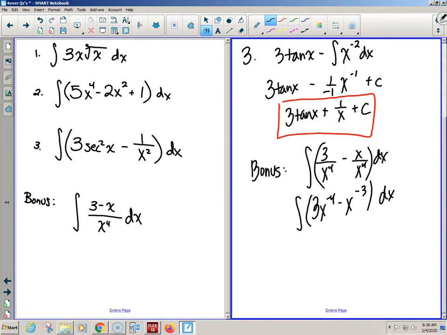And we had to use our power rule, x to the negative 3 plus 1, negative 4 plus 1, over negative 3, and then minus x to the negative 2 over negative 2 plus c. Anyway, I'll just stop there for now.